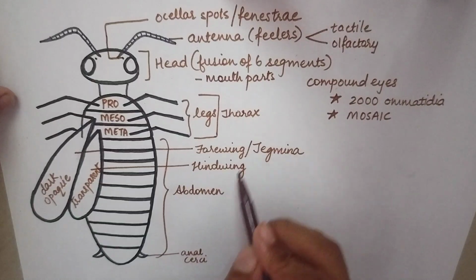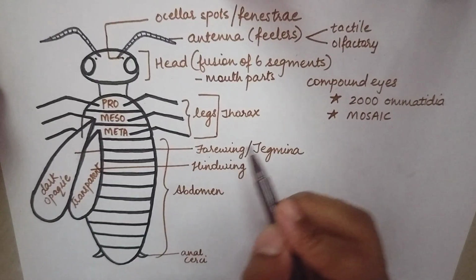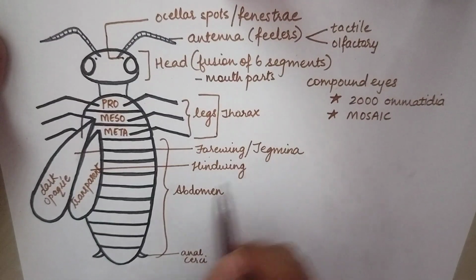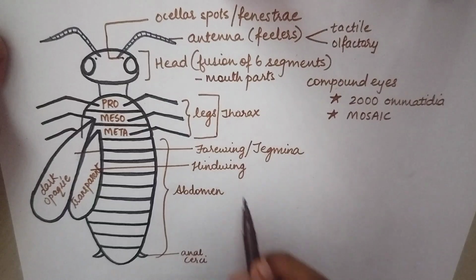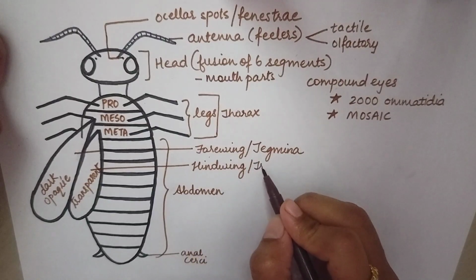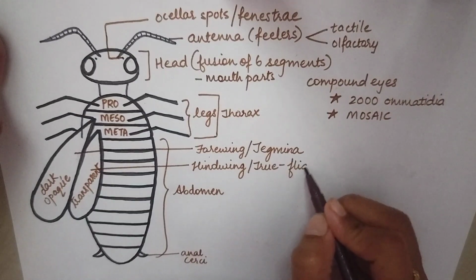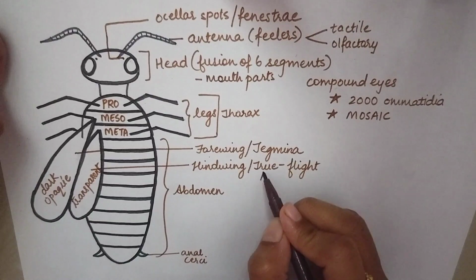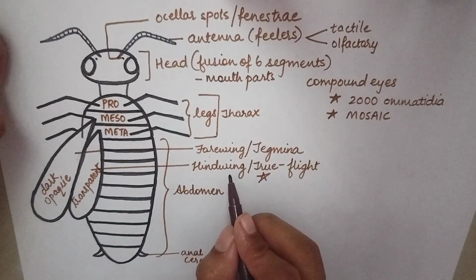What is the function of these wings? Do they help the cockroach to fly? No. The forewing does not help the cockroach to fly. The flight function is done by the hind wing. Remember this. The hind wing is also called the true wing, because it helps the cockroach in flight. So this part is also very important: the flight function is with the hind wing.